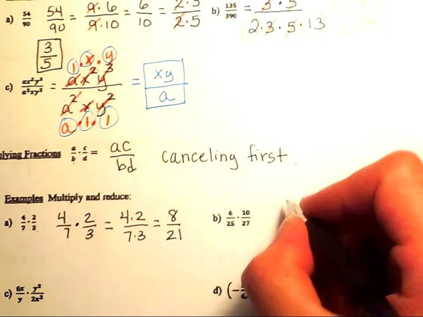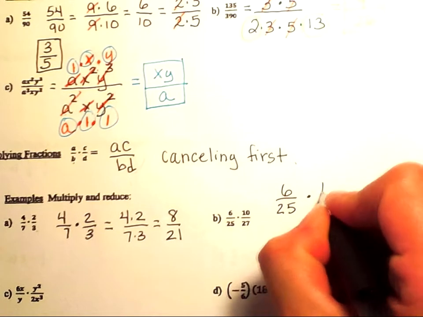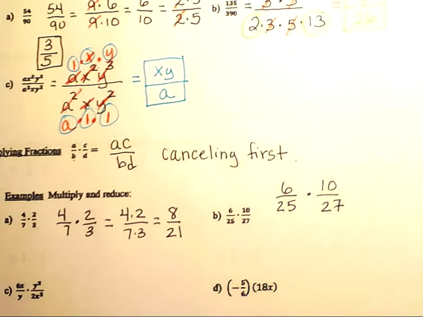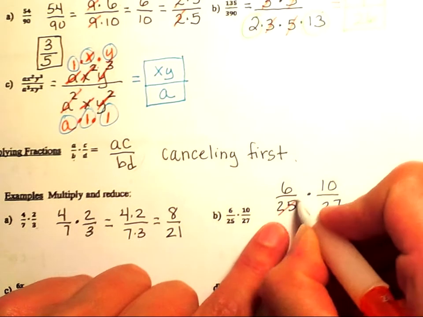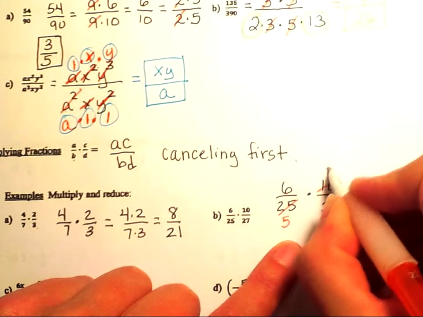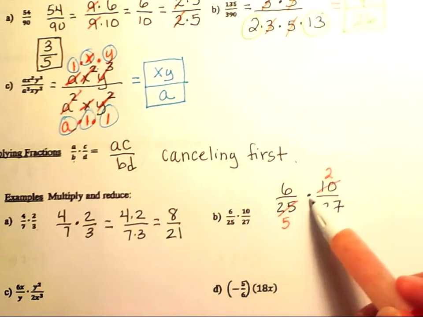On the other hand, here we have 6 over 25 times 10 over 27. There is, in fact, common factors. 25 is 5 times 5, so 5 goes in there 5 times, and 5 goes into 10 2 times. Notice to cancel, they don't have to be directly on top of each other because they're multiplying.